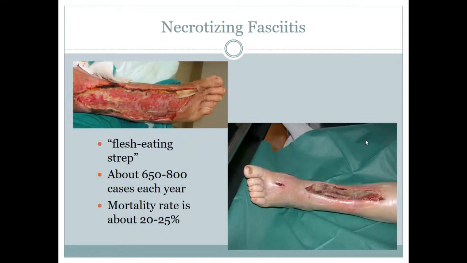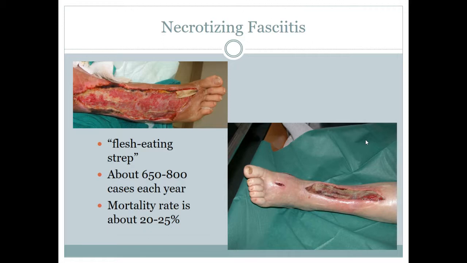Now, the one type of infection or disease that Streptococcus pyogenes gets a real bad rap for is the so-called flesh-eating strep, or necrotizing fasciitis. What happens with necrotizing fasciitis, and it can be caused by many other bacteria other than strep, is that it gets into the skin, typically from a deeper wound. This is going to be some type of gash or injury.